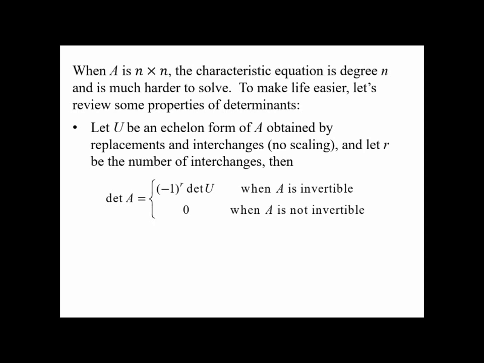So the determinant of A is basically the same as the determinant of U, except that we multiply by negative 1 to the r, where r represents how many times we swap two rows. Each time we switch two rows, we multiply by a negative. We should point out also, if A is not invertible, the determinant is 0. We've already established that. So the whole point is, first you reduce A to echelon form, keeping track of what you did along the way.